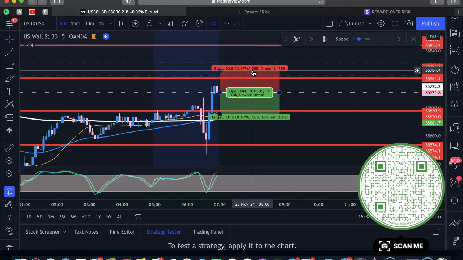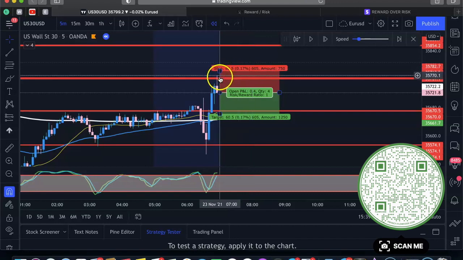Let's say you have a $1,000 account, you're risking 3% per trade. Your lot size needs to come in confluence with your stop loss, however big your stop loss is, to equal 3%. That's the max loss you're going to take. So I hope that makes sense to you guys. Okay, so there's my entry.